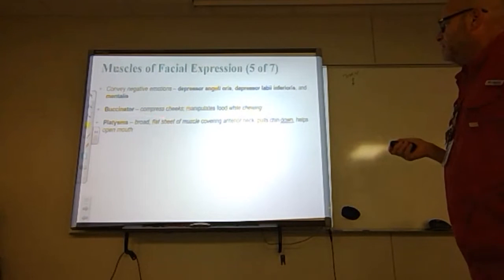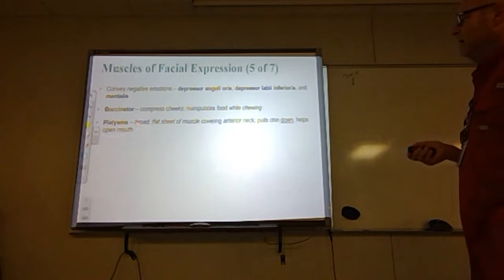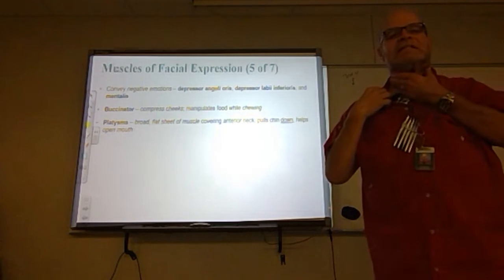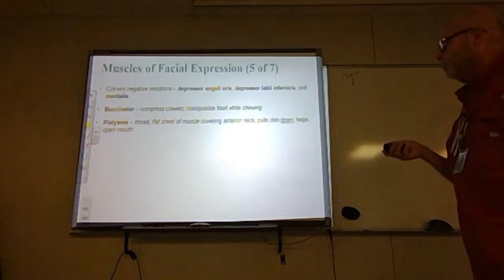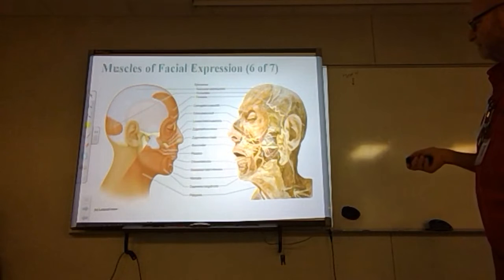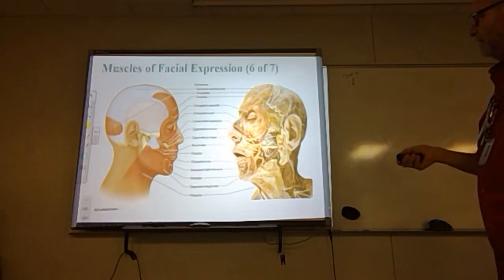The buccinator compresses the cheek, which manipulates food while chewing, and the platysma muscle is the broad, flat sheet of muscle covering the anterior portion of the neck. It pulls the chin down, helps open the mouth. If you do this, these muscles that you see right in here are a portion of the platysma muscle. So where's the platysma? It's got to be on here somewhere. Here it is. There's the platysma muscle, the depressor anguli oris, the depressor labii inferioris. Again, that's the one that's going to pull the bottom lip down. This pulls the corner of the mouth down.